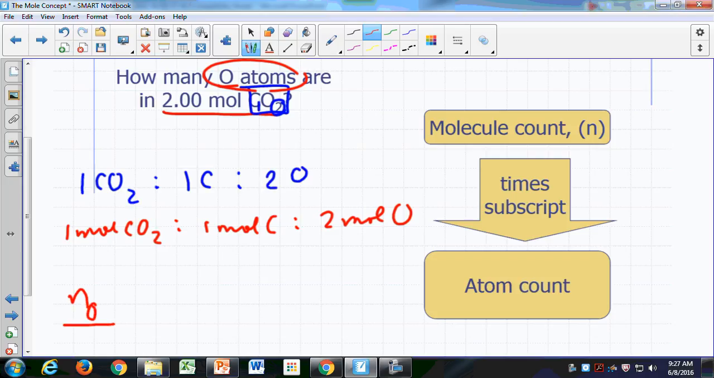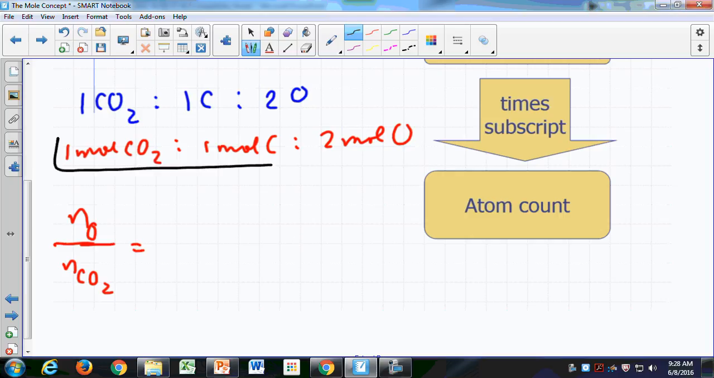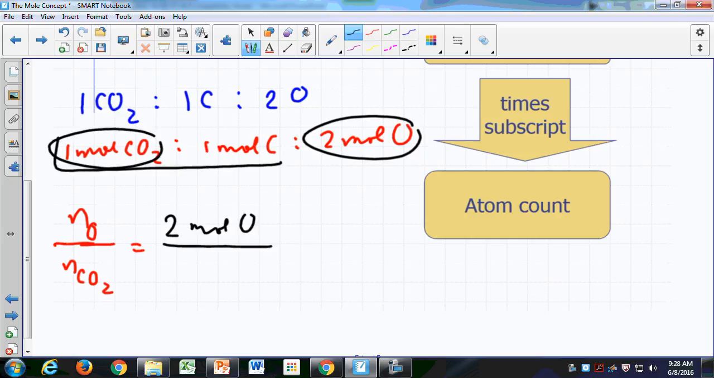I take a ratio of that with something I know. What do I know in this question? Carbon dioxide. So I'm going to say moles of oxygen over moles of carbon dioxide is equal to what? What's the mole to mole ratio of oxygen to carbon dioxide? Okay, 2 moles oxygen for a mole of carbon dioxide. So you can say 2 moles oxygen for 1 mole of carbon dioxide. Okay, I know this, so all I have to do is solve for my unknown.